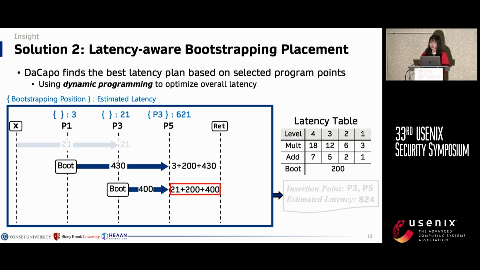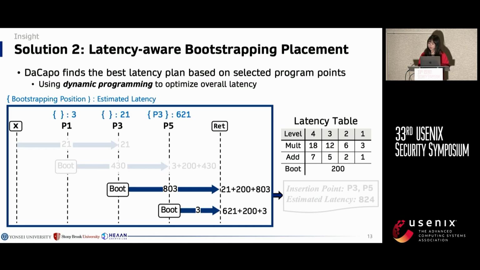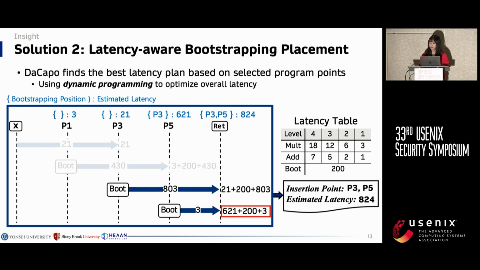In the same way, DaCapo selects the best plan until P5 as bootstrapping at P3 with 621 latency. However, it is impossible to reach P5 from X without bootstrapping, so plans from X are not considered. Finally, DaCapo finds the best plan to return and selects the last plan with 824 latency and inserts bootstrappings at P3 and P5. This approach reduces exploration space and finds the best plan on given candidates efficiently.